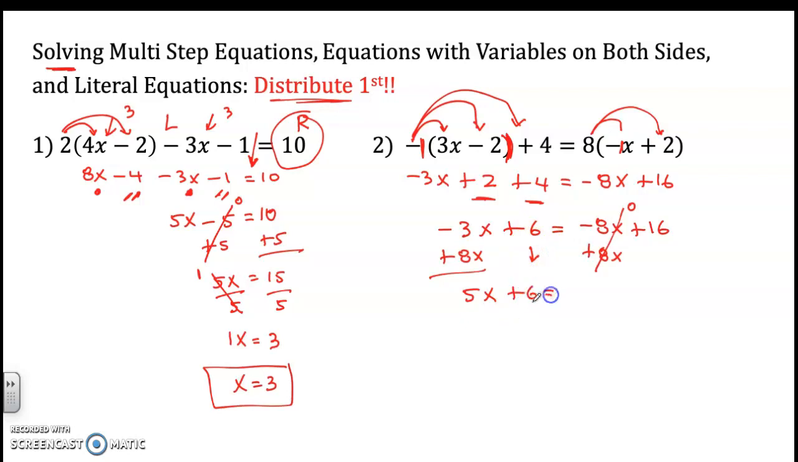Bring down the 6. 8 minus 8 cancels out, gives you a 0. Bring down the 16. And now it says two-step equations. You see, so that's why you call it multi, because there's many steps before that.